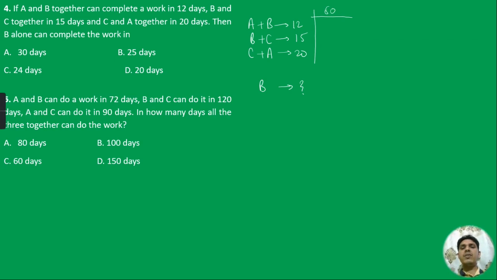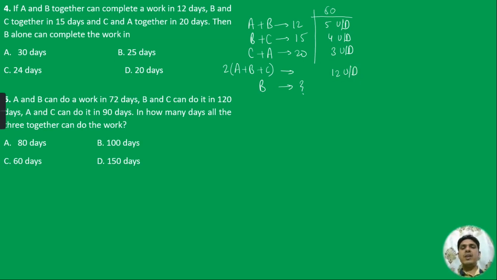1 day work of A and B will be 60 divided by 12, that is 5 units per day. 1 day work of B and C will be 60 divided by 15, that is 4 units per day. And 1 day work of C plus A will be 60 divided by 20, that is 3 units per day. Now here we are getting 2 units of individual A, B and C, right? And the total of 1 day work is 5 plus 4 plus 3, that is 12 units per day.